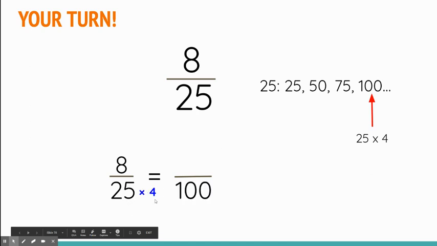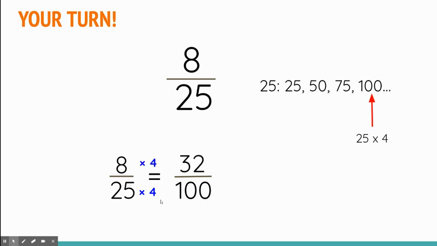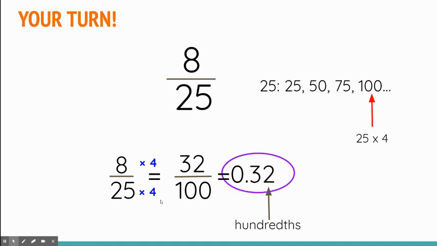Whatever I do to the denominator, I also have to do to the numerator. So I'm going to multiply 8 times 4, and that's going to get me 32. I read this fraction as 32 hundredths. If I write that as a decimal, it's going to look like this, 0.32, because that 2 is in the hundredths place. 0.32 is also read as 0 and 32 hundredths, or just 32 hundredths. So 32 hundredths is equal to 8/25ths.